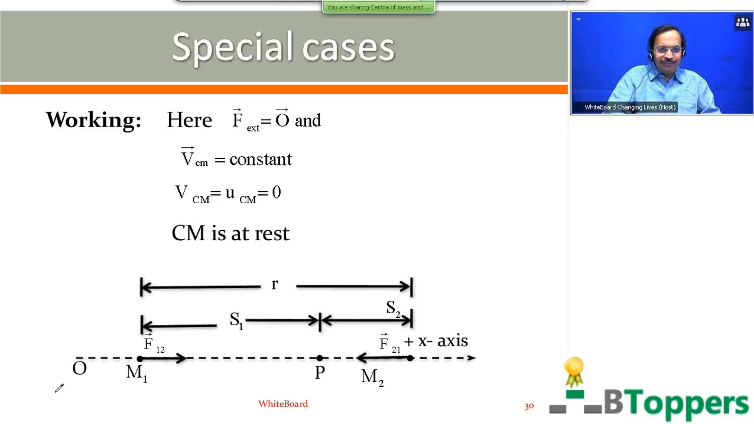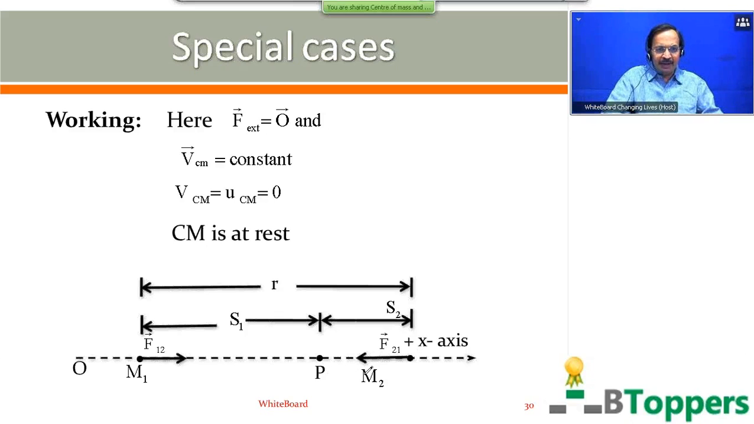You can observe the diagram. Here O is some fixed point. We choose it as origin on the line joining the two particles, to the left side of the two particles. This represents the initial position of M1. This is the initial position of M2.